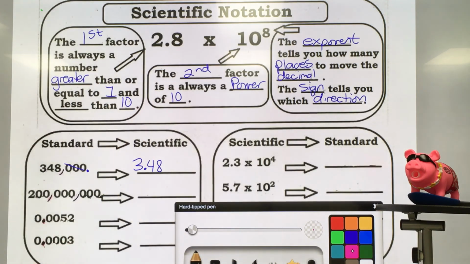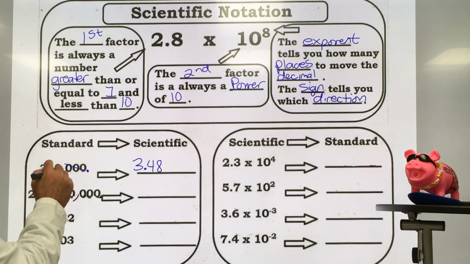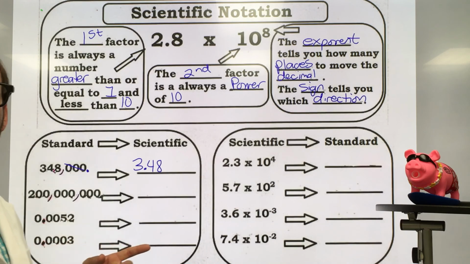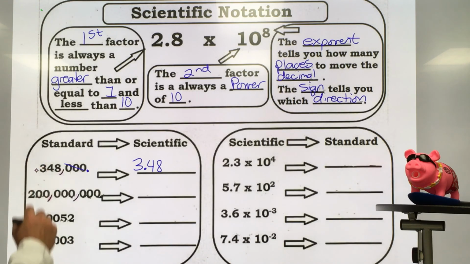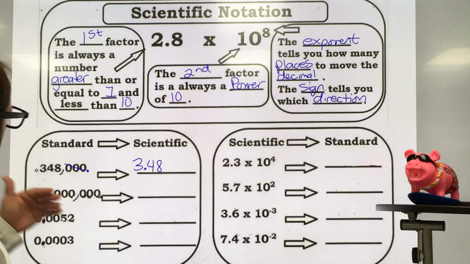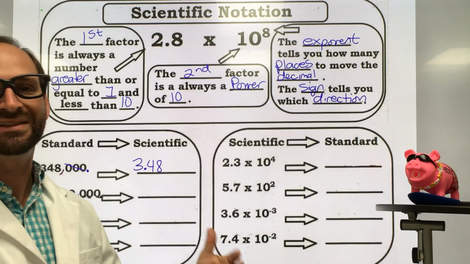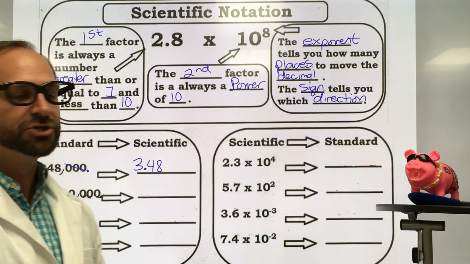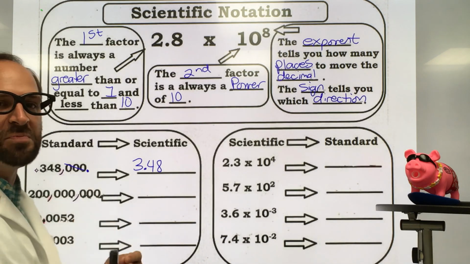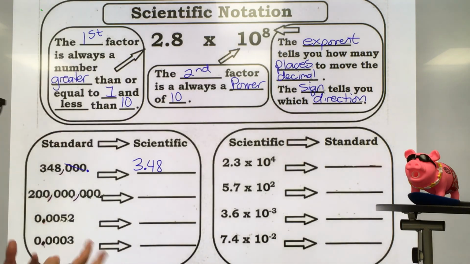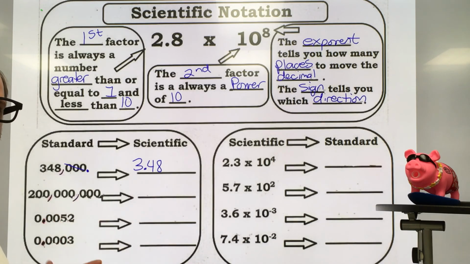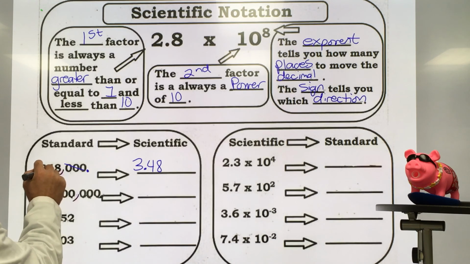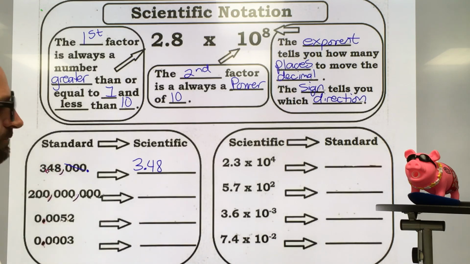If I were to have placed that decimal between the 4 and the 8, well, now I've created a first factor of 34.8. That doesn't work. That would be greater than 10. If I placed it before the 3 or to the left of the 3, now I've created 0.348. That's less than 1. So there will always be only one place that a new decimal can be placed to create a factor greater than or equal to 1 and less than 10. For this number, it's between the 3 and the 4.